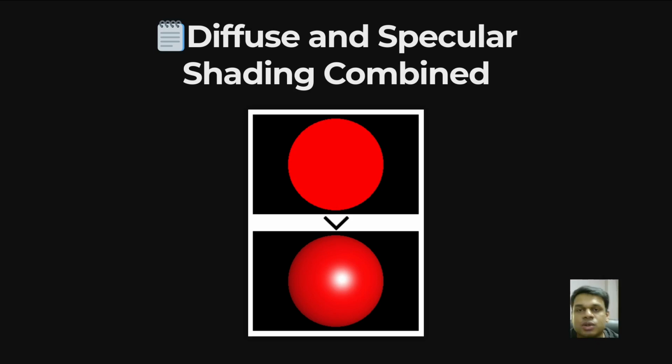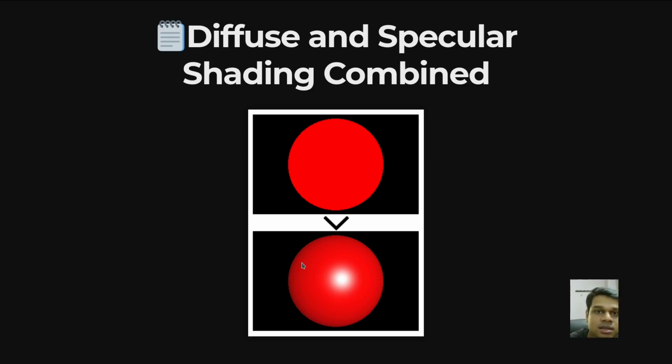So what happens when we combine diffuse and specular shading? The sphere on the top, or the circle on the top, was our previous image that we created in episode 3, which is basically a flat shaded circle, and the image below is the effect of combining diffuse and specular shading. As you can see, it's almost like a 2D image became a 3D image, with nice shiny lights and nice shading on top of it.